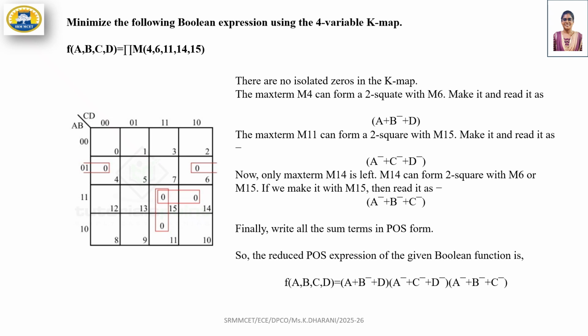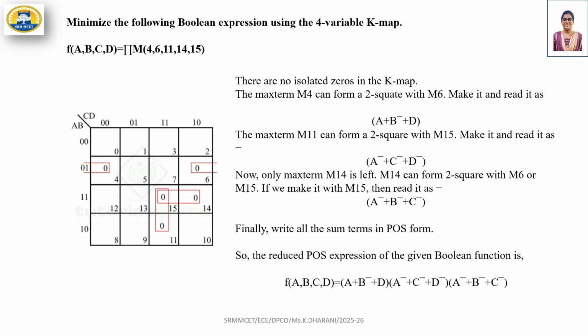The same thing now. We are going to have only max term m14 left. So m14 can have a square with m6 or m15. But we have mentioned with m15, because this term can be squared with this two and this two. But I am taking this. If you want, you can also take that. Okay. Then that equation would be a bar plus b bar plus c bar.